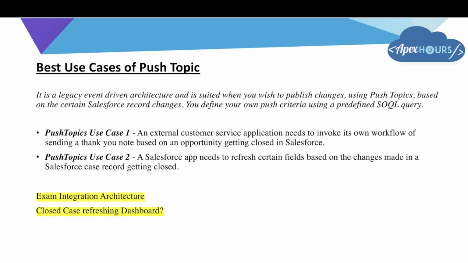So for case 1, an external service application needs to invoke its own workflow of sending a thank you note based on an opportunity getting closed. They don't want to send a thank you note when the opportunity is not closed or when the opportunity is created, only under one certain where criteria. Then push topic. Second use case, when the Salesforce app needs to refresh certain fields based on the changes made in a Salesforce record getting closed. So in the Salesforce app, they want to refresh based on a certain field, then also you use push topic.